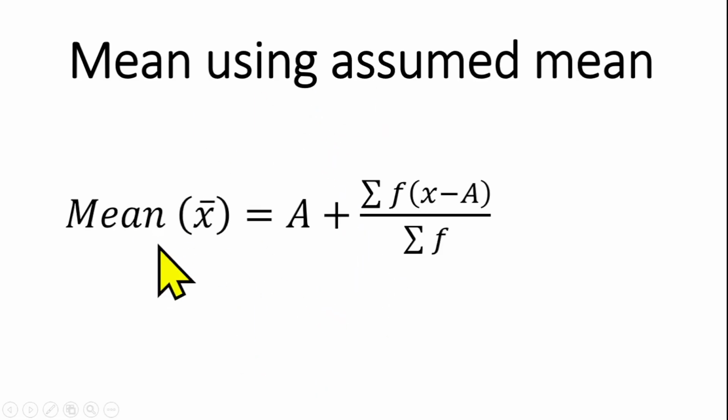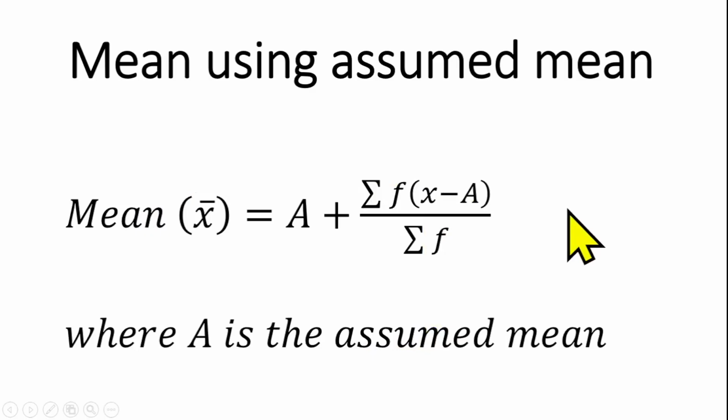So the formula for finding mean given an assumed mean is the assumed mean given plus summation f into bracket x minus your assumed mean over summation f. So this is the formula for finding mean given an assumed mean. Assumed mean means that they assume a particular mean, and they now ask you to use that mean that is assumed to find the original mean of the data.